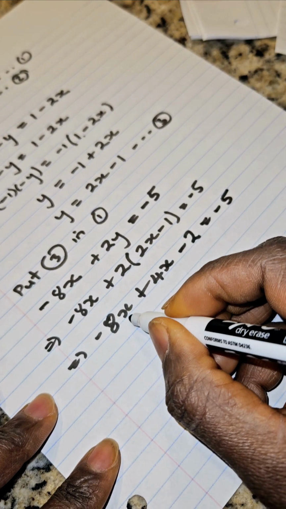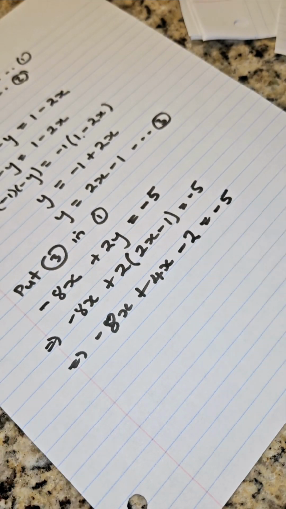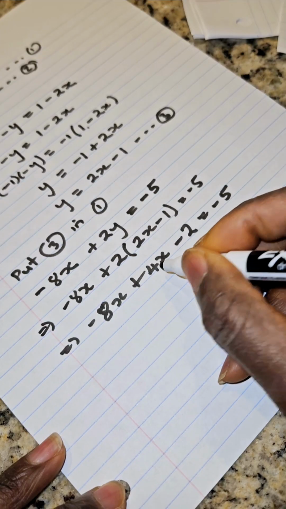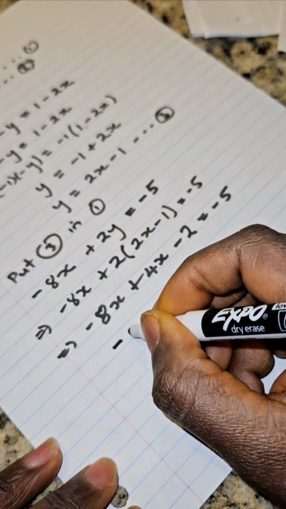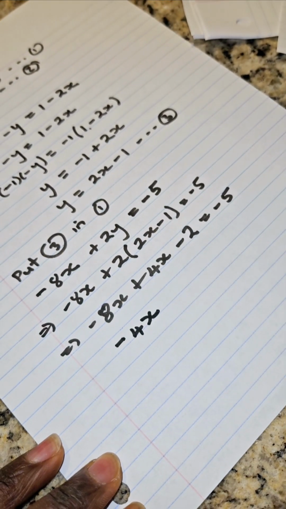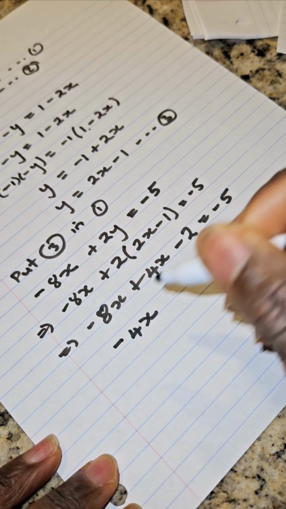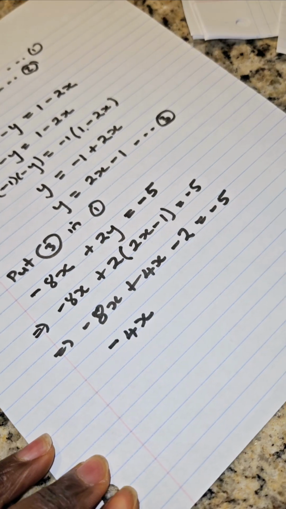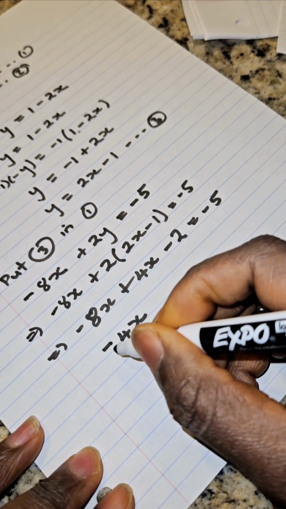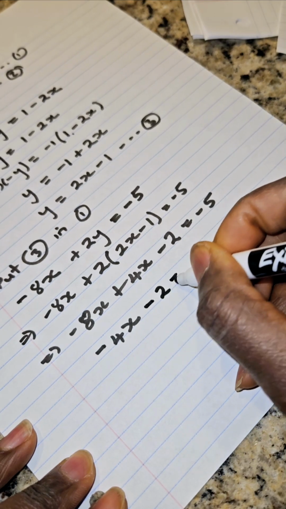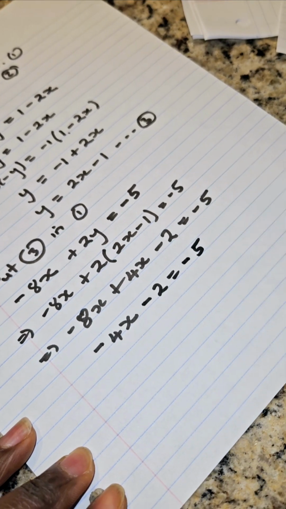So negative 8x plus 4x. That's just the same as negative 8 plus 4. X is just a variable. So we have negative 8x plus 4x is negative 4x. If you will need me to explain how I got this, please comment and I will do that. So I have negative 4x minus 2 equals negative 5.